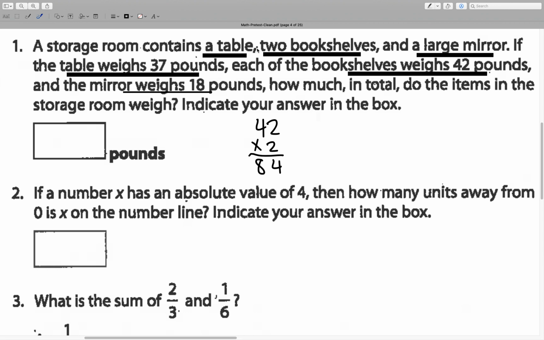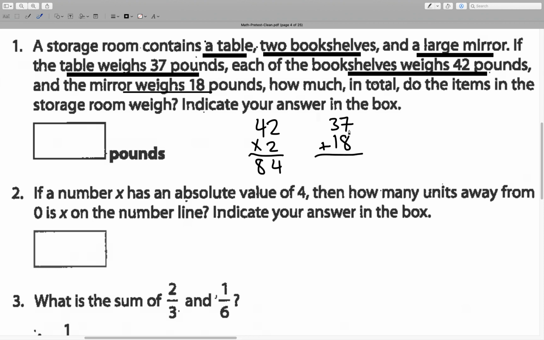And then we have the two bookshelves. Now we have to add a table and a mirror. The table right here says it weighs 37 pounds, so we're going to put 37 right over here. And right over here also the mirror. The mirror was 18 pounds.